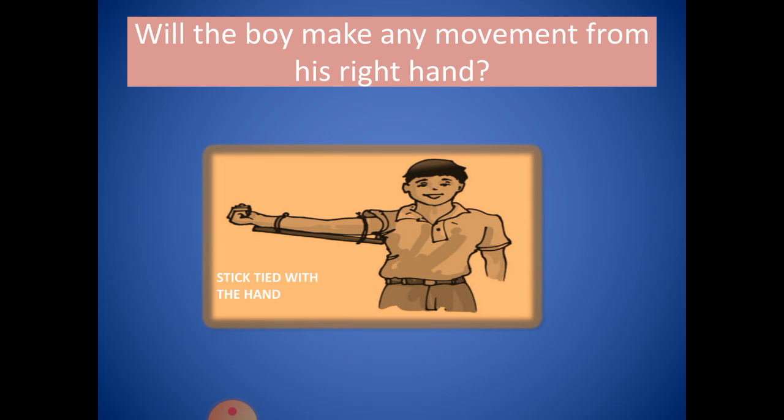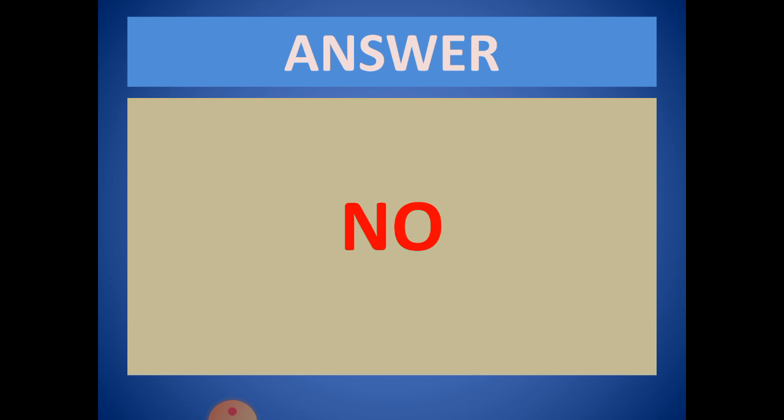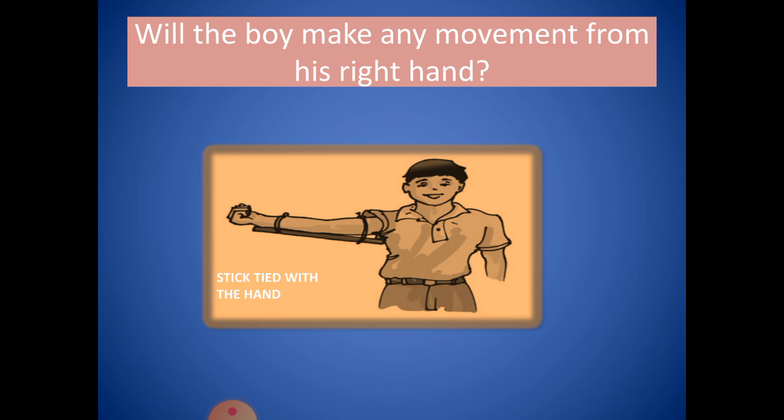In this picture, will this boy make any movement from his right hand? No, because there is a stick tied with the hand where the joint is present. So what is joint? We will discuss later in this video.